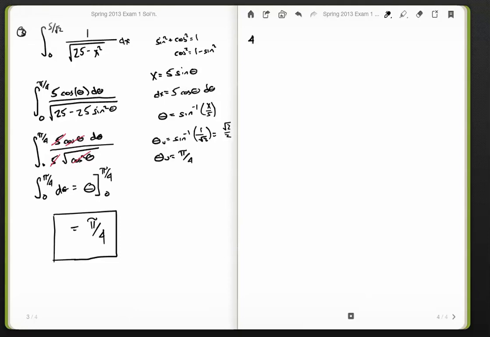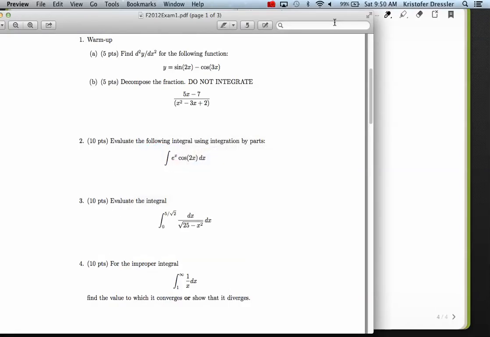4. And what was 4 all about? 4, I think, was an improper integral. Yeah. 1 to infinity of 1 over x dx.